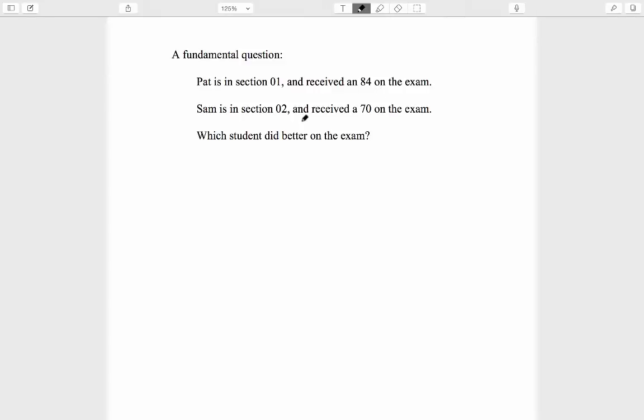Are we sure that they took the same exam? Even if they took the same exam, perhaps the instructor in Section 2 graded much more harshly. So the answer to this question, this comparison of two performances in two different classes, is really not so obvious. We're going to want to have some mathematical tools for thinking about this.